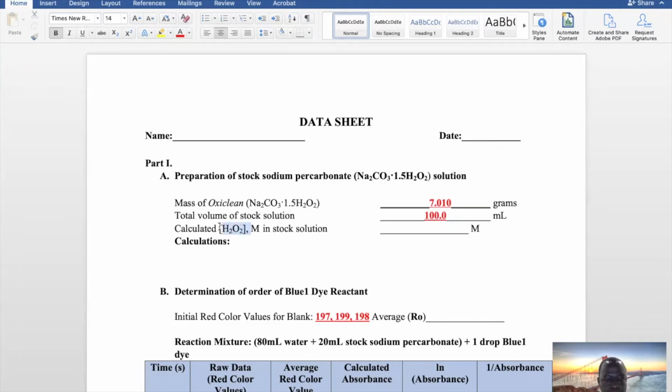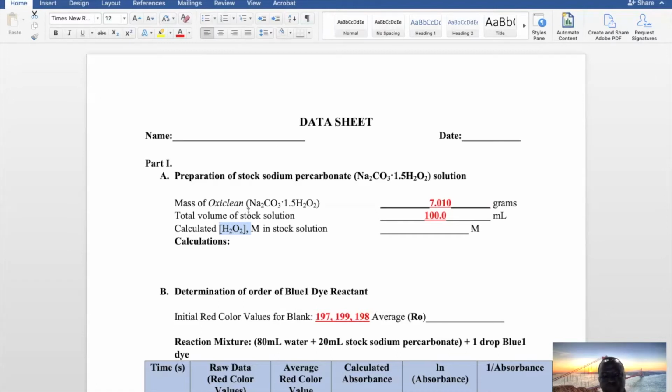To find the concentration of hydrogen peroxide. You know what these big parentheses stand for. This stands for concentration, which means we need to find what? The number of moles of peroxide divided by the volume of the stock solution. When we say stock solution, it means the solution you will use in subsequent steps.